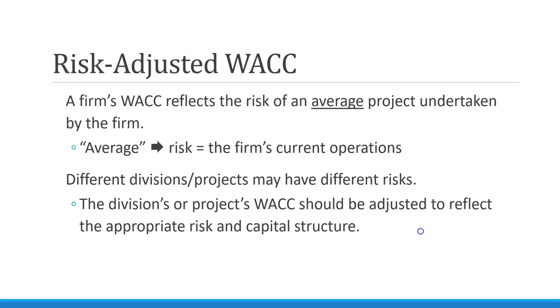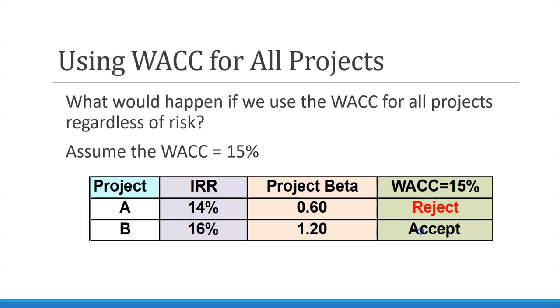So say we have one division that's hotels and one division that is restaurants, they are going to have different risks. So then we should adjust the company's weighted average cost of capital to reflect the appropriate risk and capital structure of the division instead of looking at the entire company as a whole. If we're using the WACC for all projects, what would happen if we use the WACC for all projects regardless of risk?